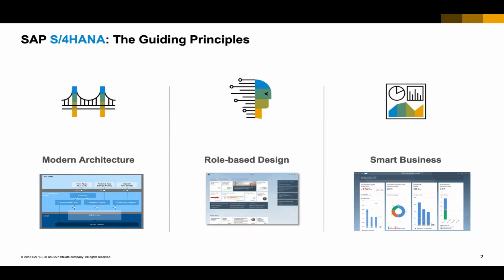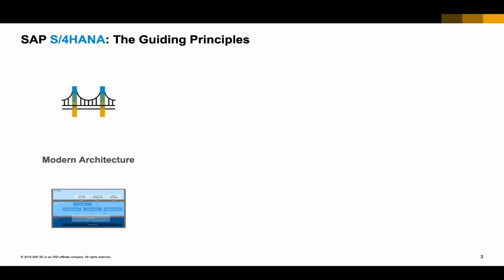First of all, it is the changes that we did to the architecture. Second, it is Fiori, the new role-based design. And third, it is the combination out of the modern architecture and the Fiori role-based design. We created what we call new business processes, smart businesses, and an intelligent ERP. But first, let's have a look at the modern architecture.